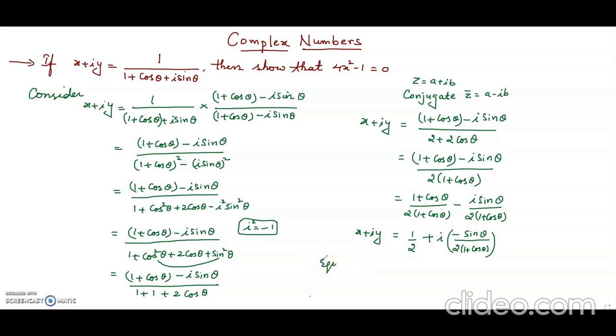So you need the value of 4x square minus 1. So let us equate the real terms on both sides. Equate the real parts on both sides. We get x equals 1 by 2. So if you cross multiply this, we get 2x equals 1. By squaring on both sides, we can write 4x square equals 1. Finally, we can say 4x square minus 1 is equal to 0.